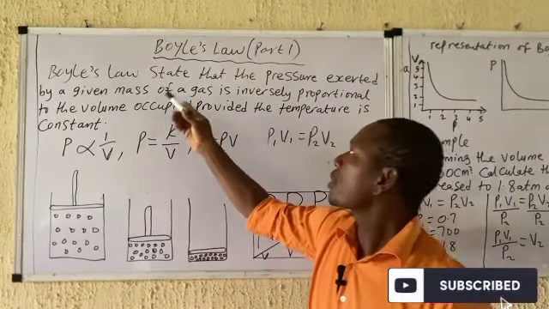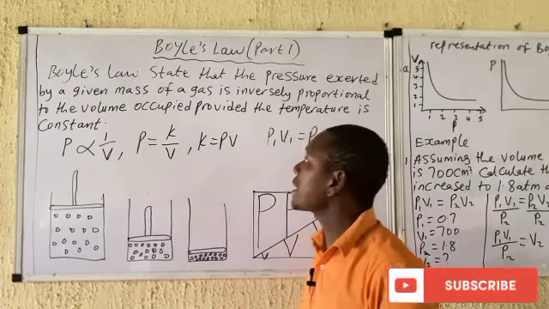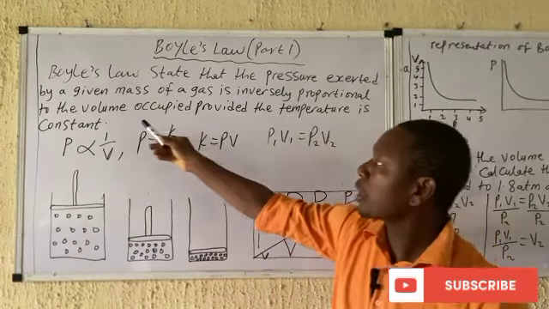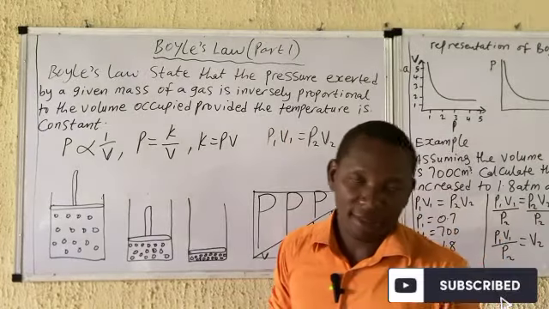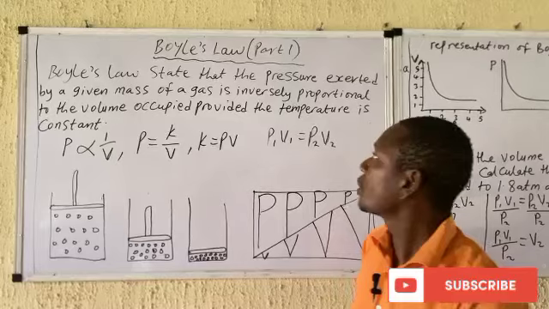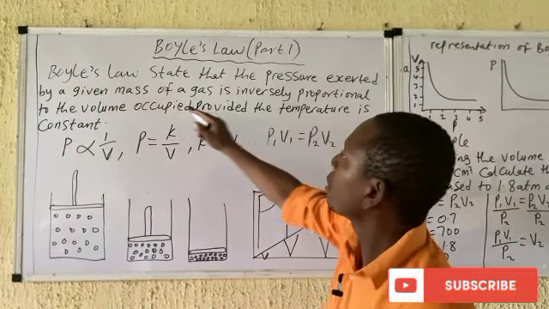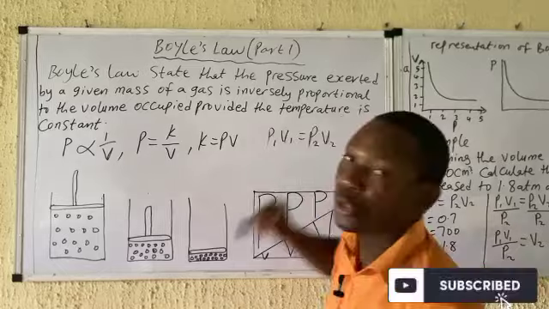Now, Boyle's law states that the pressure exerted by a given mass of a gas is inversely proportional to the volume occupied, provided the temperature is constant. Now, let's not get ourselves confused. We have just a few terms here. Number one is pressure, mass, then volume and temperature.